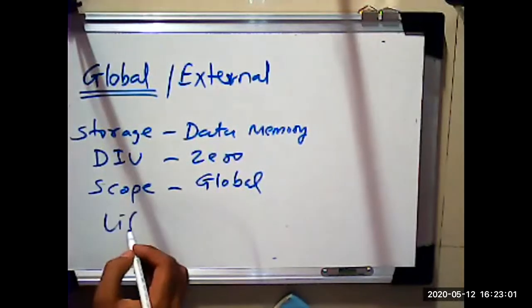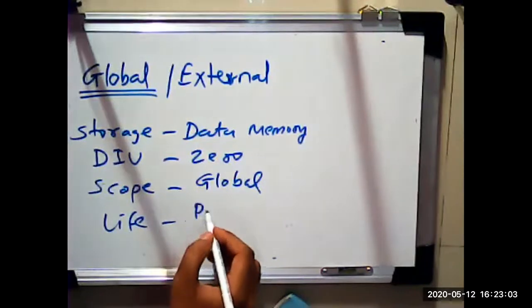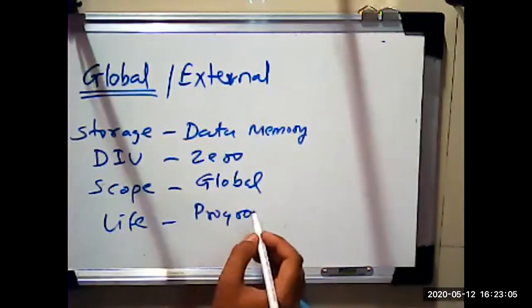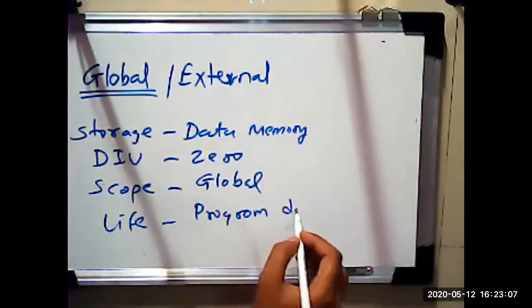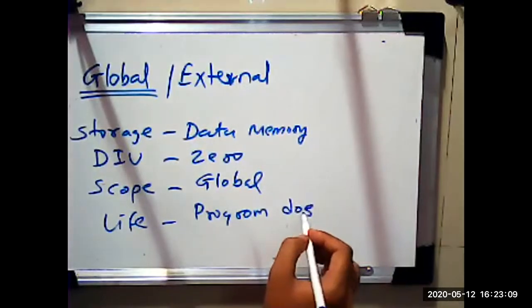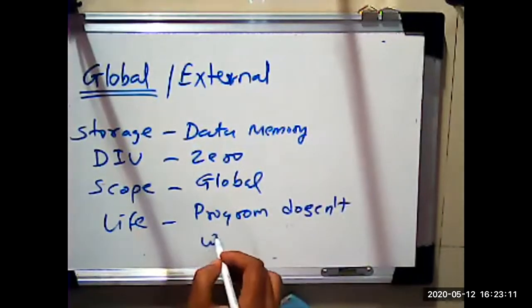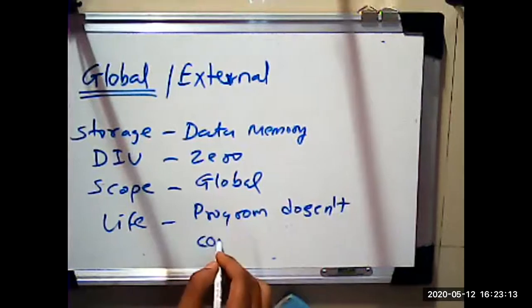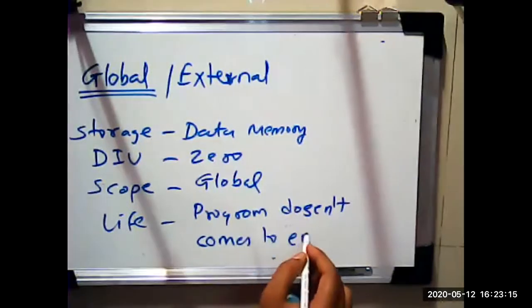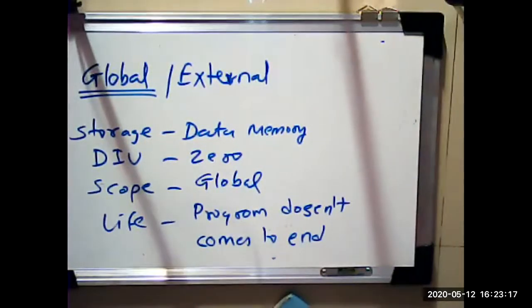And what is the life? Life is until your program control comes to an end. Okay, जिथपर्यंत तुमचा प्रोग्राम एंड नाही होत तिथपर्यंत हा स्टॅटिक व्हेरिएबल असतो, तसाच ग्लोबल व्हेरिएबल सुद्धा शेवटपर्यंत तुमच्या प्रोग्राम मध्ये तुम्हाला ऍक्सेस होणार आहे.